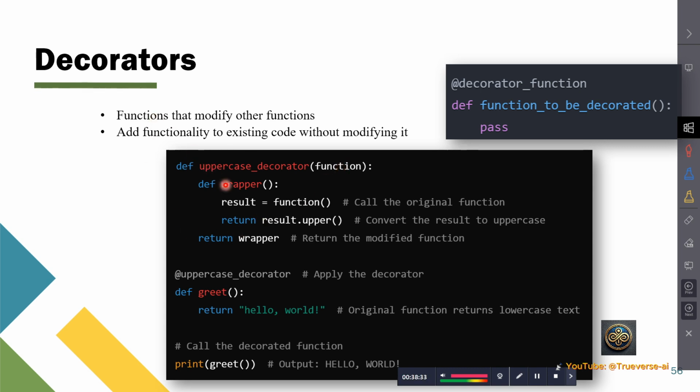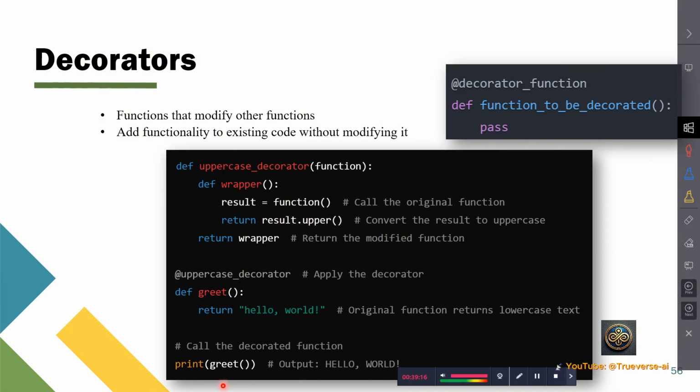So how does it work? First, the uppercase decorator function is defined, which accepts another function as its argument. Then inside the decorator, we define a wrapper function. This whole thing is a decorator. In the wrapper function, we call the original function and modify its result, converting it to uppercase.